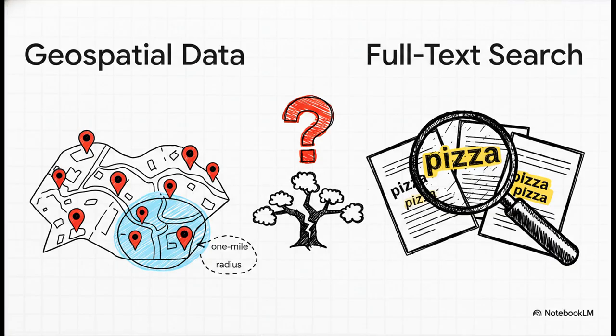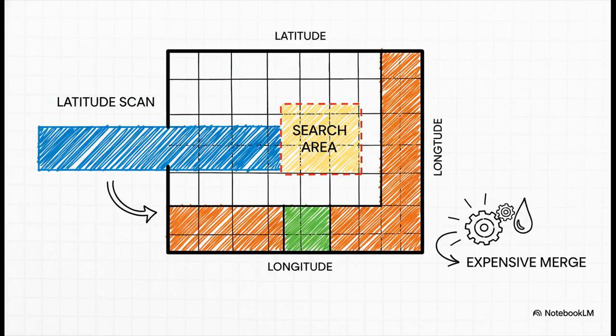Or search for a business that has the word pizza somewhere, not at the beginning, but anywhere in its name? These aren't simple, one-dimensional lookups, and that's where the B tree really starts to fall apart. Here's why the location thing is so hard.